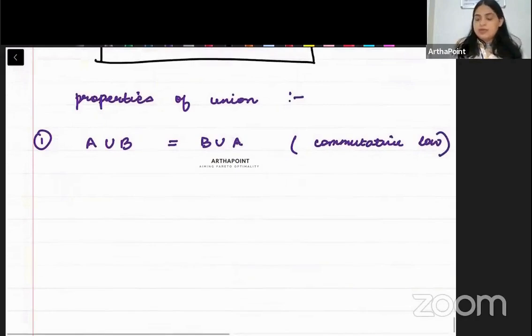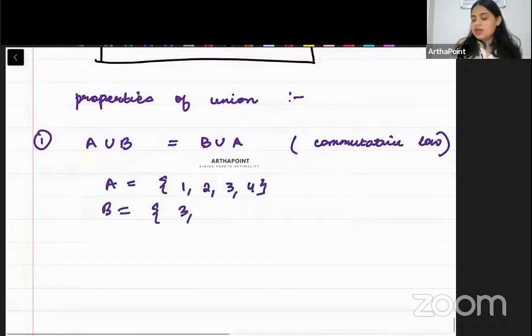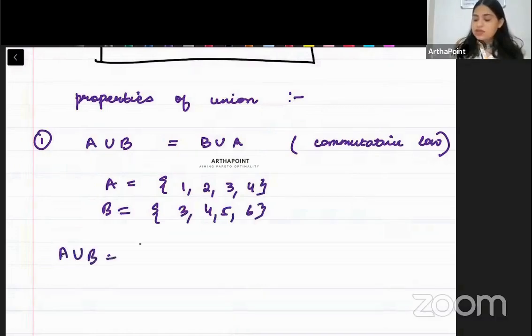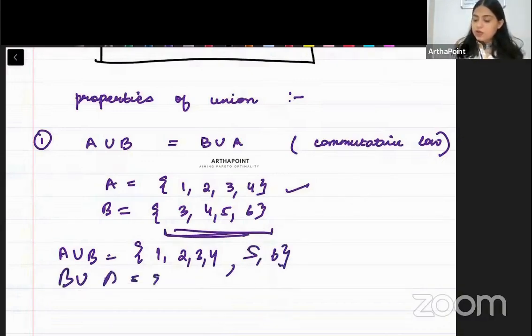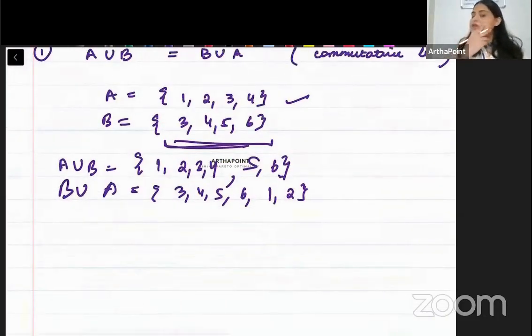So just take an example. Suppose I have A as 1, 2, 3, 4 and B as 3, 4, 5, 6. So beta, A union B means all elements of A and all elements of B but no repetition. Beta, B union A करके देख लो. All elements of B and all elements of A but no repetition. एक ही बात तो है. So A union B or B union A is the same thing, and this is known as the commutative law.